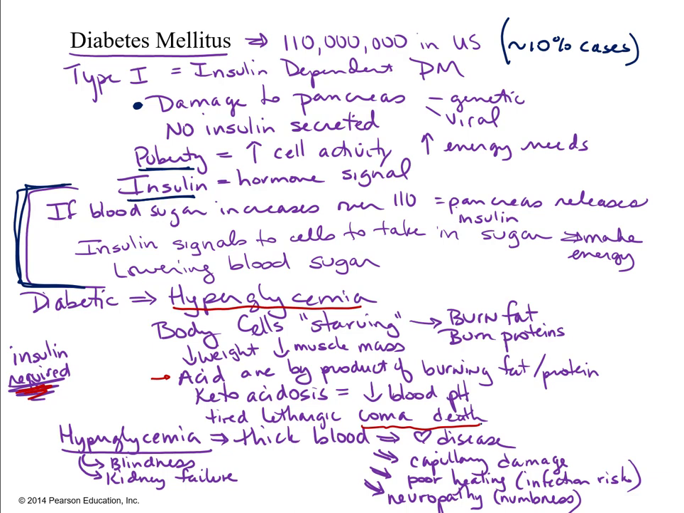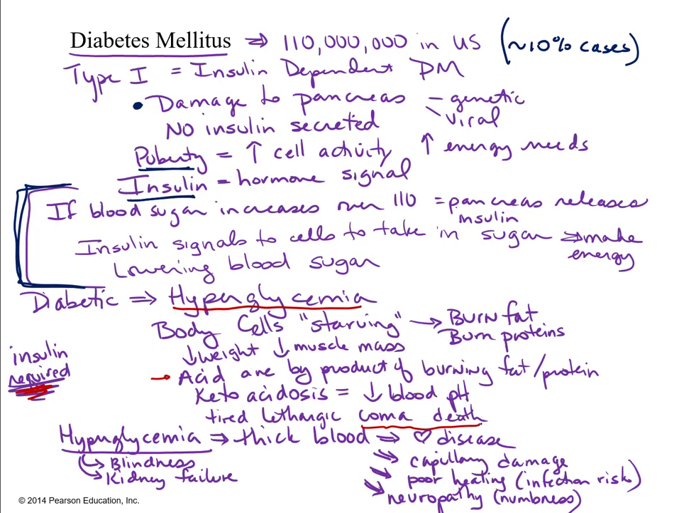So that is why when a patient comes in and they see this is their blood sugar, they're automatically going to give them insulin, just to try and get their blood sugar down below 200. Then the next thing is, well, we've got to try and figure out, are they truly diabetic? Is there something else going on?